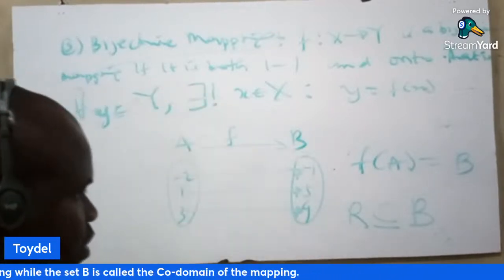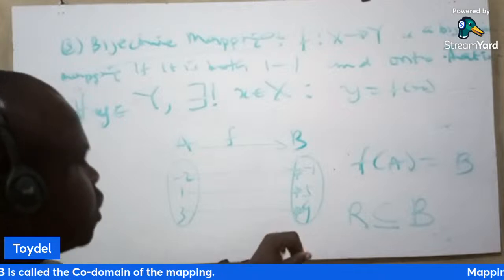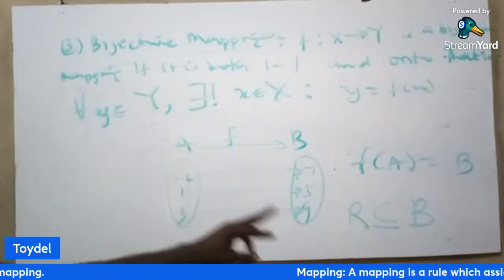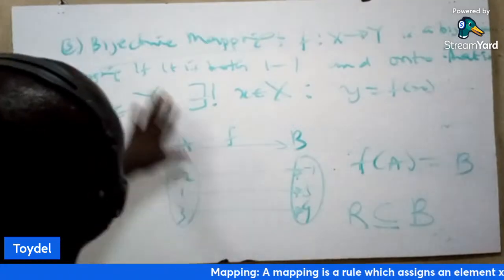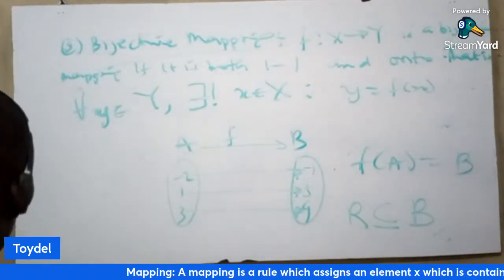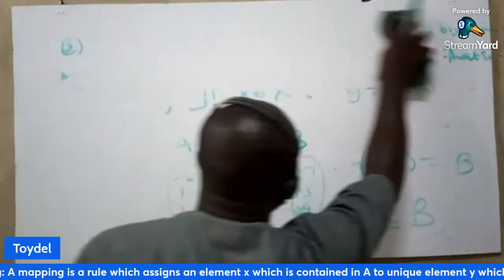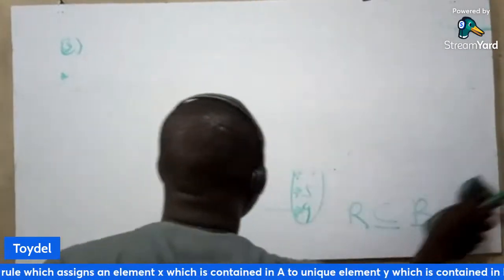Either something is mapped to the element of the codomain or not, it's still a mapping, but provided the two conditions that we stated earlier have been satisfied. So this is a perfect example of a bijective mapping. Then another one that we are going to talk about is called the identity mapping.